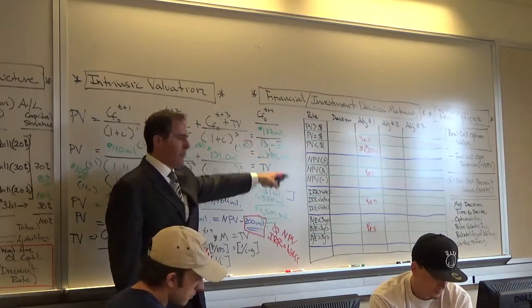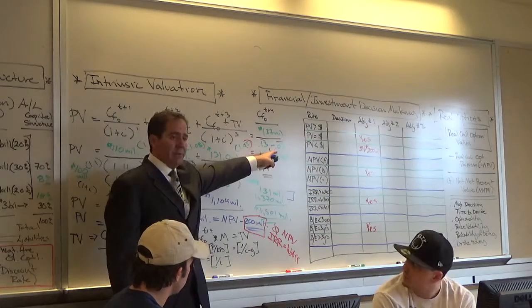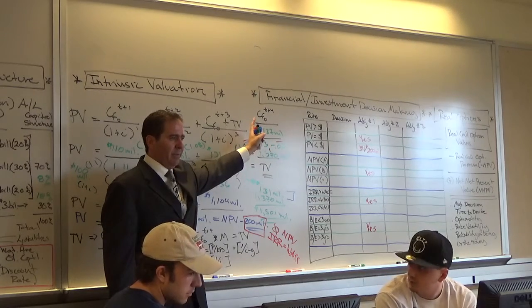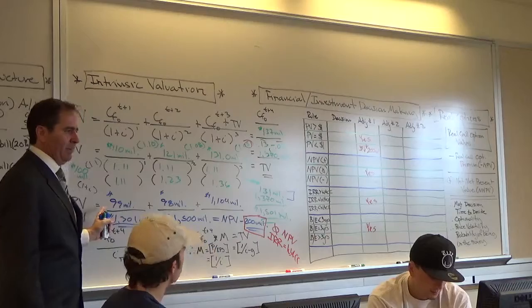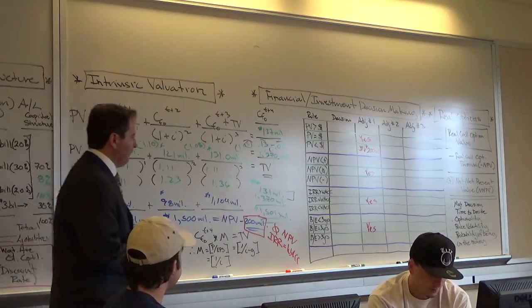Can I increase the growth rate? Could I increase the constant growth rate using the Gordon growth model? Yes. If I increase that, is the terminal value going to go up? Yes. Is the present value going to go up? Yes. Is the net present value going to go up? Yeah, I could do that.